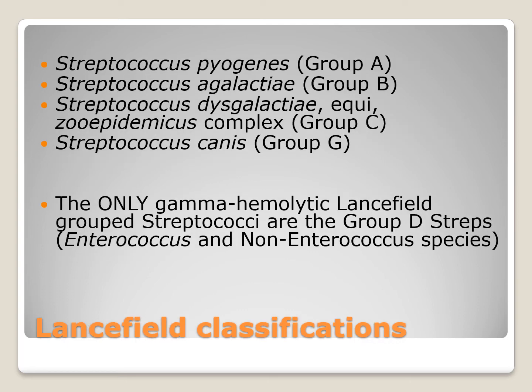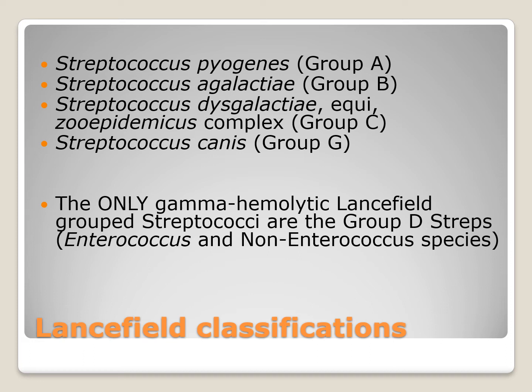We can only Lancefield classify our beta hemolytic streps. So all of our beta hemolytic streps have a scientific name, and then they also have a Lancefield name. Streptococcus pyogenes is also known as group A Streptococcus. Streptococcus agalactiae is also known as group B Streptococcus. Streptococcus dysgalactiae equisimilis and zooepidemicus complex, that's a hard one to say, is group C. That one we usually just refer to as group C. And Streptococcus canis is referred to as group G.